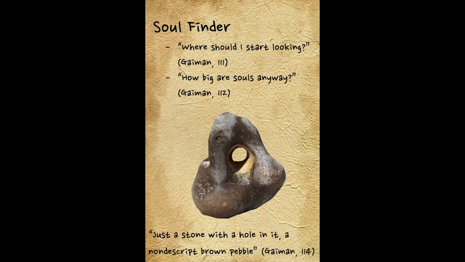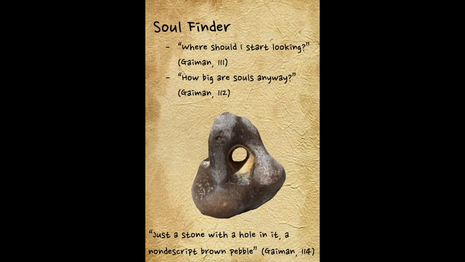So basically, our first tool that we're going to use is the soul finder, which is explained as just a stone with a hole in it and a nondescript brown pebble. Some of the questions that Coraline was thinking of when she began looking for the souls were, where should I start looking and how big are souls anyways? And obviously the other mother was not going to help her figure these questions out. So Coraline is definitely completely on her own. She has to figure out how to find the souls without any help.